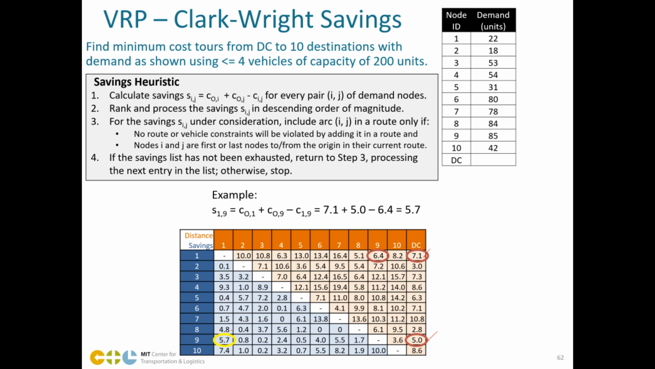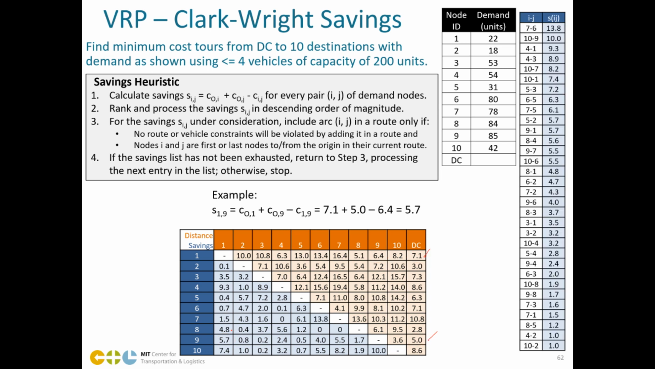So the next step is I take all those savings and I sort them. And so what I did is I put them into a column. On the far right table, I've got the arc ij, and then I've sorted from highest to lowest. So combining 7 and 6, let me just circle it down here in the savings matrix, is 13.8. That's my most savings. The pairing I and J together, 6 and 7, saves me the most. So that's where I'm going to start.